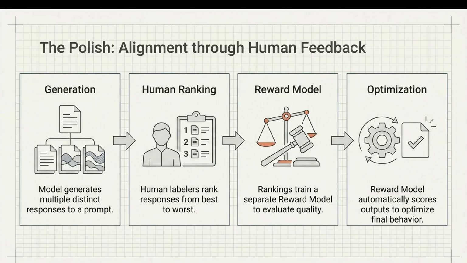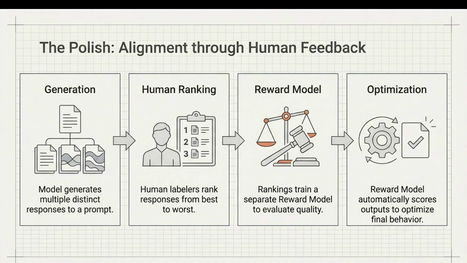Now the polish: alignment through human feedback. Generation: the model generates multiple distinct responses to a prompt. The polish here means that the pre-trained model needs to be polished so that the output it gives is of high quality. This is the loop used so that the model can be refined and enhanced, and its quality and performance increased. So the model generates multiple distinct responses to a particular prompt.